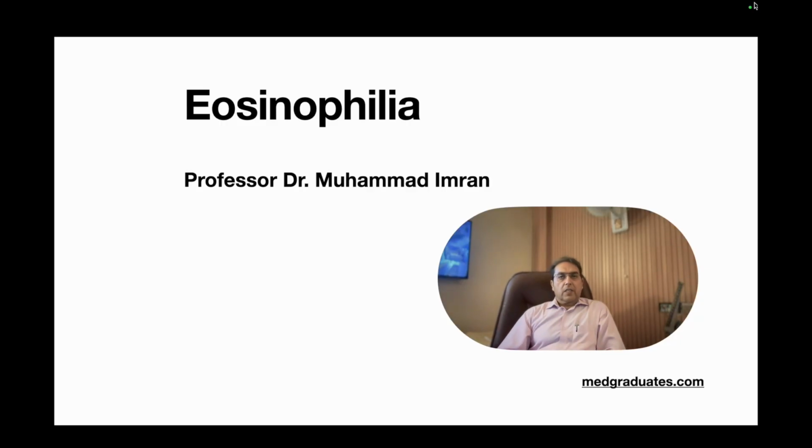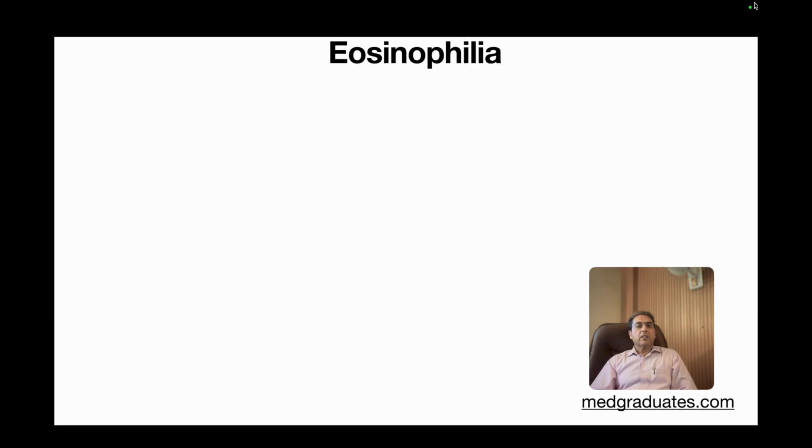Eosinophilia. Eosinophils are a type of white cells. When you analyze the TLC, you find that most of it is composed of neutrophils, lymphocytes, maybe monocytes, and eosinophils are generally very low in number. Now, the exact normal value of eosinophils varies between different labs. We take that the absolute eosinophil count is somewhere between 30 to 350 per microliter.